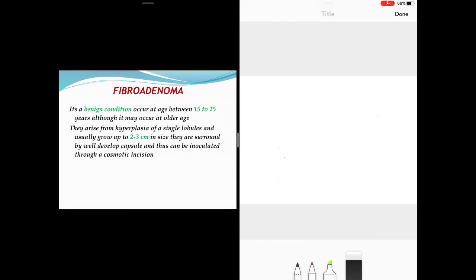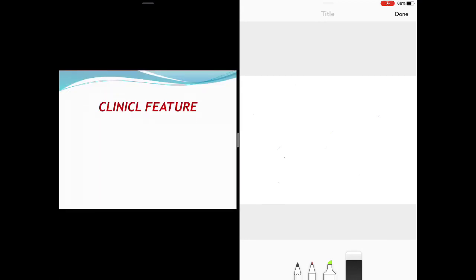The treatment is that it can be removed surgically through a cosmetic incision. More than 4 or 5 cm is a giant fibroadenoma.